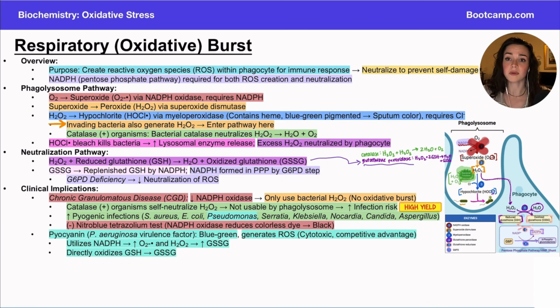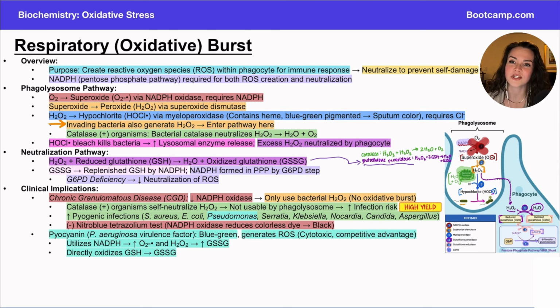So we're getting this buildup of reactive oxygen species and this real depletion of the reduced glutathione that you need to detoxify the reactive oxygen species. And that is a winning recipe for Pseudomonas, thanks to that pyocyanin virulence factor. So let's wrap this all up. We've been talking about what happens in phagocytes, specifically within the phagolysosome that those phagocytes create in order to chew up bacteria.